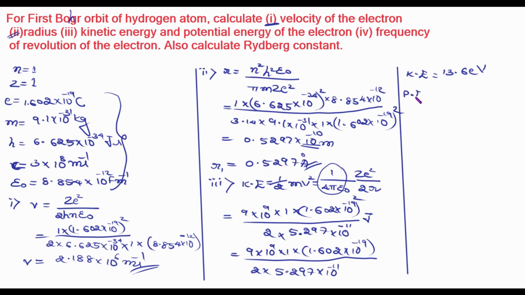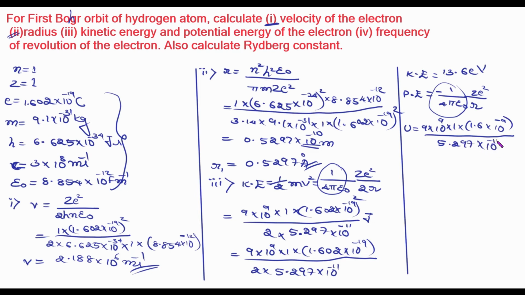Further, they have asked to solve the potential energy also, which is equal to minus 1 divided by 4 pi epsilon naught, Z e square divided by r. So U is equal to, again all the values are known, 9 into 10 to the power of 9 into 1 into 1.6 into 10 to the power of minus 19 divided by r, which is again 5.297 into 10 to the power of minus 11.